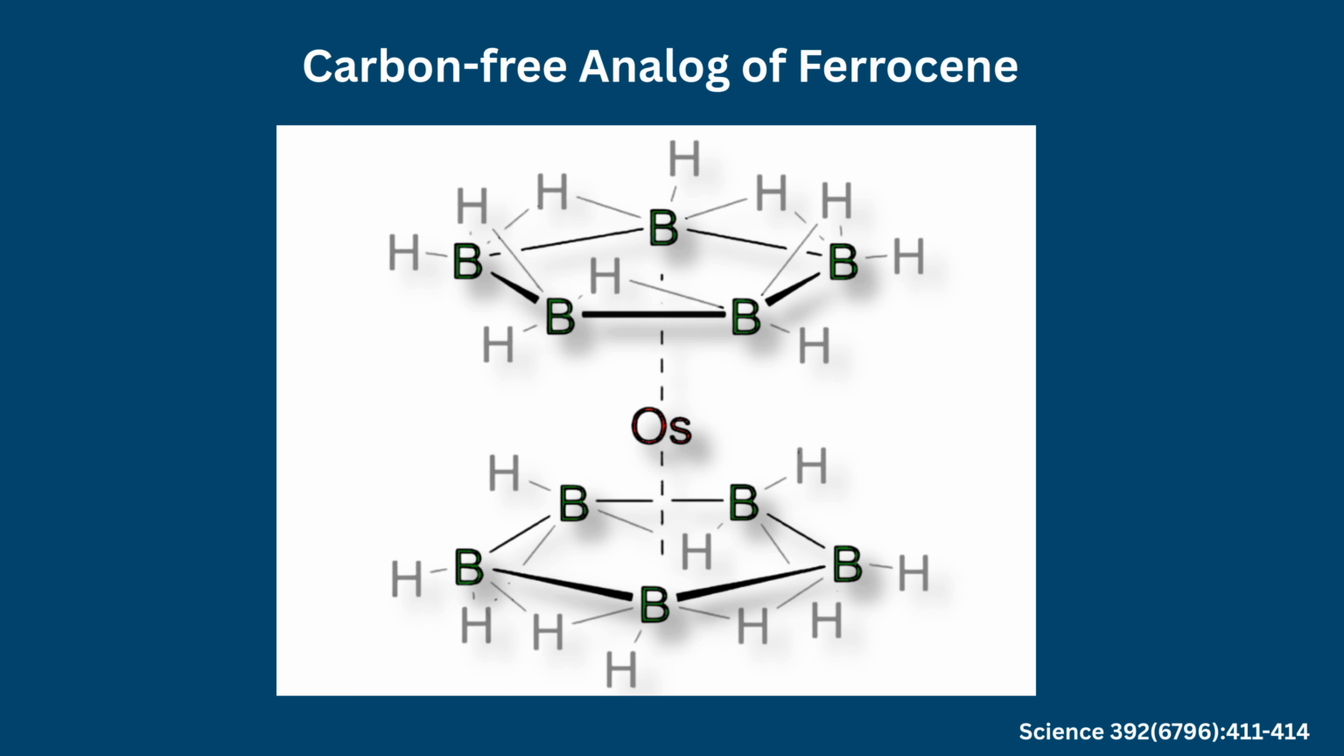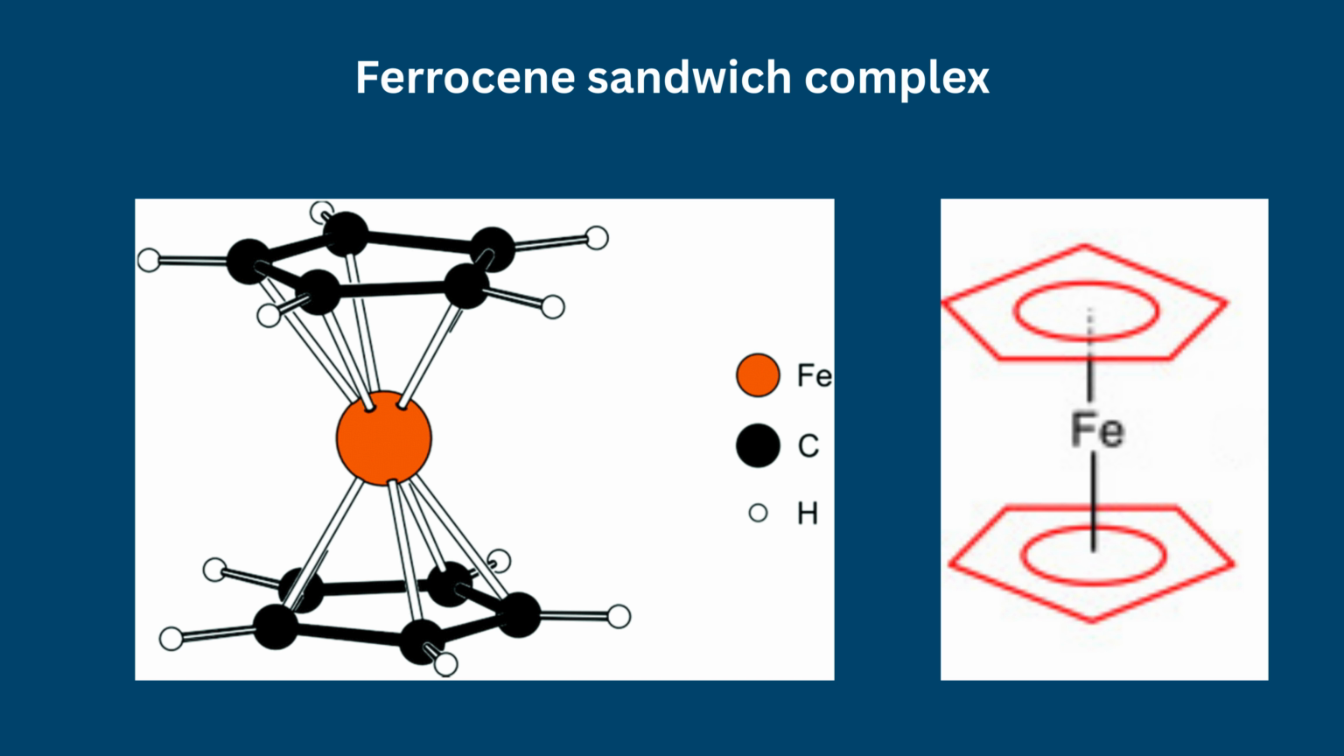This work describes a neutral osmium sandwich complex featuring two boron-based pentagonal rings, B5H10, coordinated to a central osmium atom. The study provides key insights into metal-ligand bonding beyond carbon frameworks and establishes new directions in boron cluster chemistry and organometallic design. Since its discovery in 1951, ferrocene has played a foundational role in the development of organometallic chemistry.